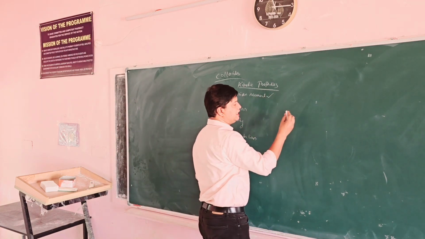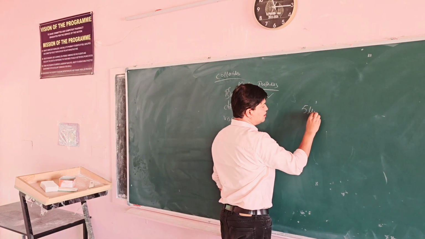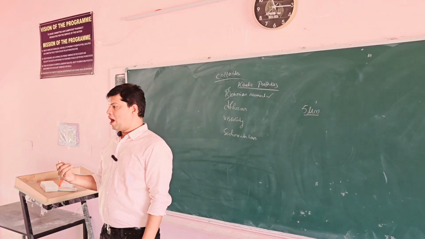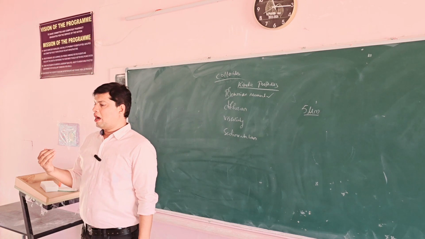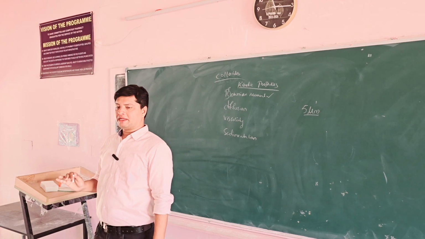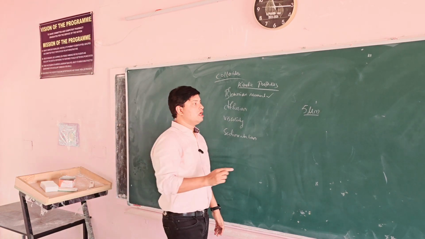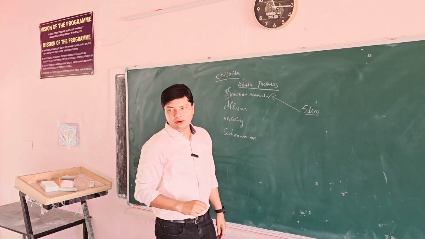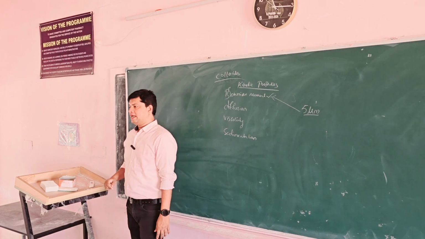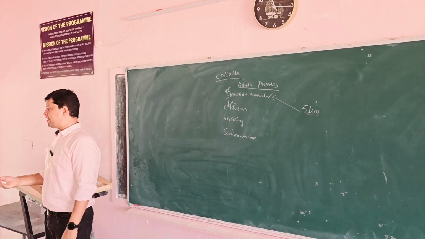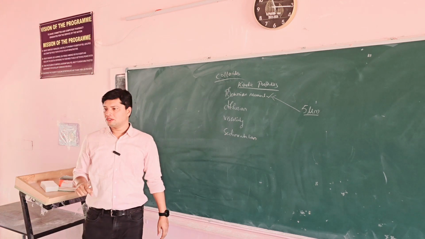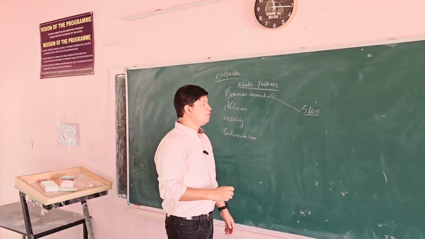Listen to me carefully. Any particle which is under 5 microns will come under the influence of, or will show, Brownian movement. Any particle under 5 microns will show Brownian movement. Okay, it will show the Brownian movement.